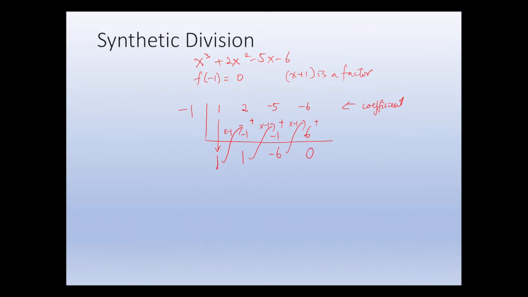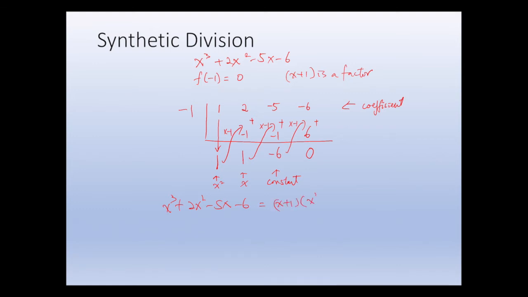Then again multiply by minus 1. So minus 6 times minus 1 will give you 6. Minus 6 plus 6 will give you 0. Alright? So therefore, because we have divided the cubic by a linear factor, we should be able to realize that this is the coefficient of x squared, this is the coefficient of x, and this is the constant. There's no remainder at all.